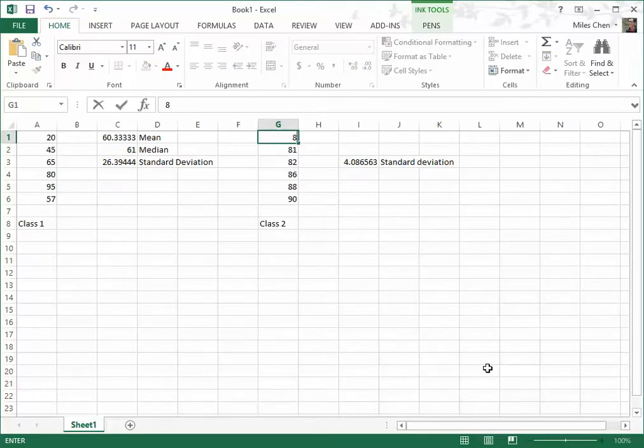What's going to happen to the standard deviation? It's going to go larger, right? Because the spread is now much bigger. And so now with the score of 8, the standard deviation is now 31. Okay, so it gets a lot bigger. And we can try different numbers, and we can see how the standard deviation is affected.